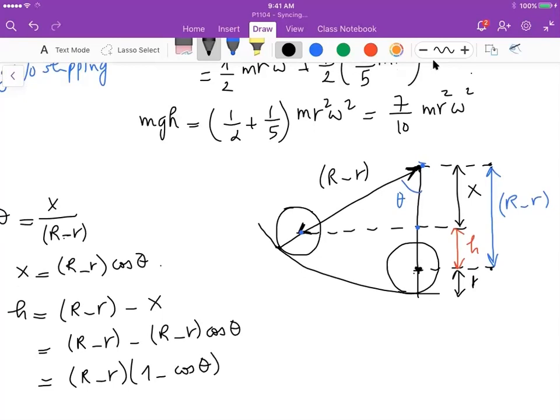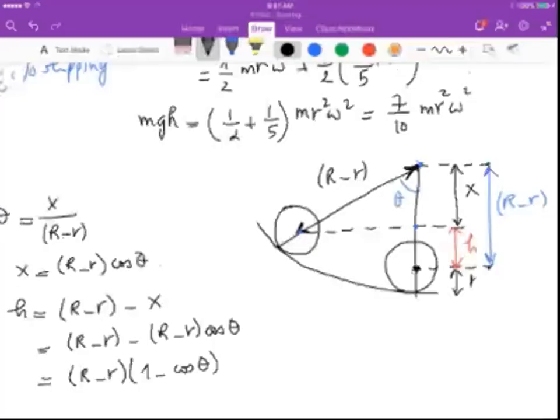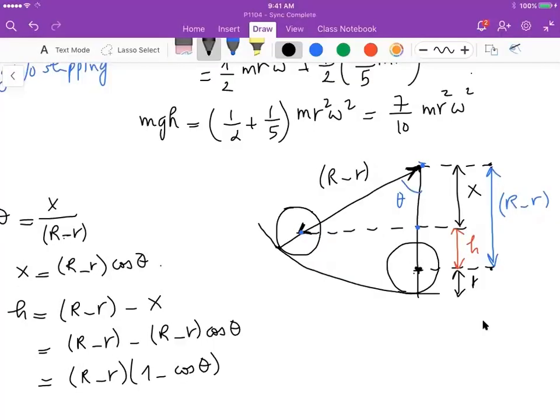Since small r is very negligible compared to the radius of the ball, because it is given that you have a solid sphere of radius small r placed on the inside surface of a hemispherical ball with much larger radius capital R, which means that we can actually neglect small r compared to capital R, this is approximately equal to capital R multiplied by 1 minus cosine theta.